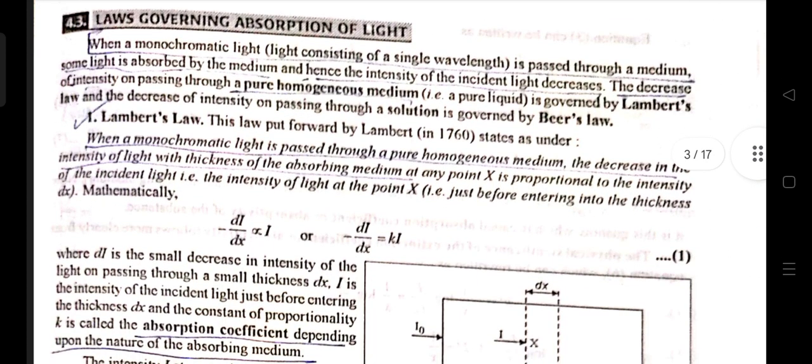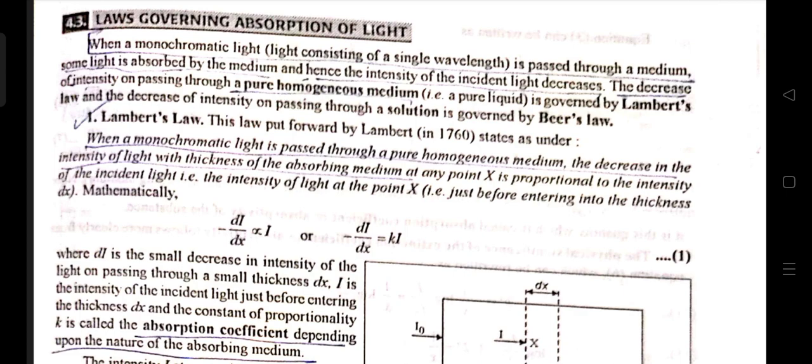Now, laws governing absorption of light. When a monochromatic light consisting of a single wavelength is passed through a medium, some light is absorbed by the medium and hence the intensity of the incident light decreases. The decrease of intensity on passing through a pure homogeneous medium, that is a pure liquid, is governed by Lambert's law, and the decrease of intensity on passing through a solution is governed by Beer's law.